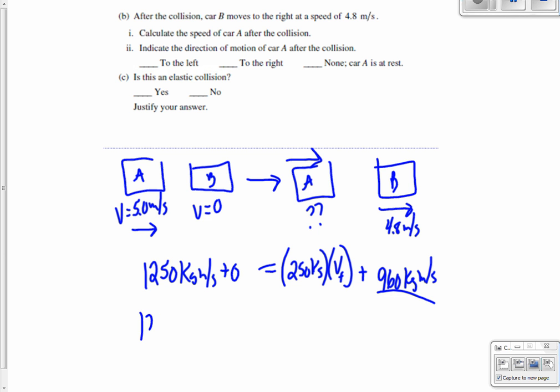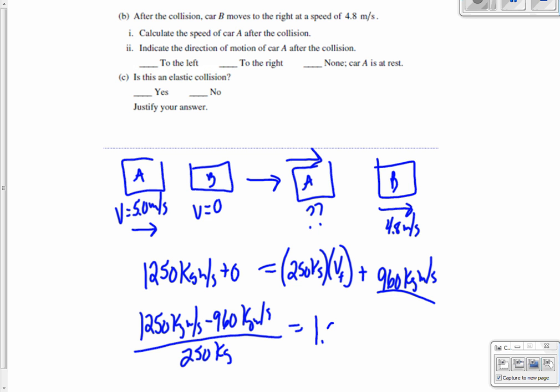So that means 1250 minus 960, divided by the mass of car A, has to tell us how fast he's going afterwards. So 1250 minus 960 divided by 250 is about 1.2 meters per second to the right. It comes out to be a positive value, which also tells us it has to be to the right.